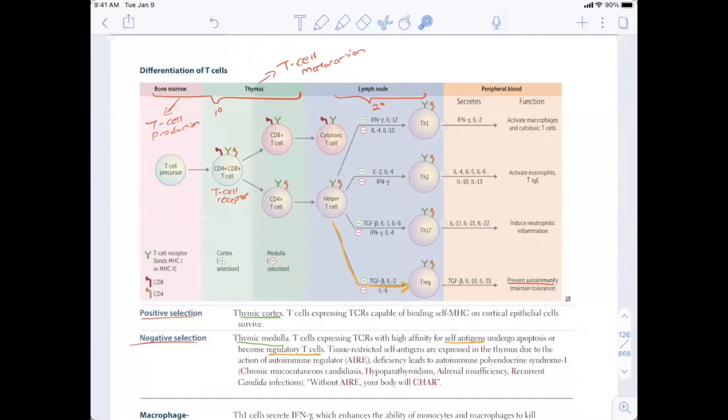Obviously, the thymus is a small organ. It's not the whole body. But there are a few self-antigens that are kept in the thymus for testing purposes, so that the body can use that to test and see if these T cells can attack you. So those are what you call your tissue-restricted self-antigens, that are expressed in the thymus through the use of your AIRE, which is your autoimmune regulator.